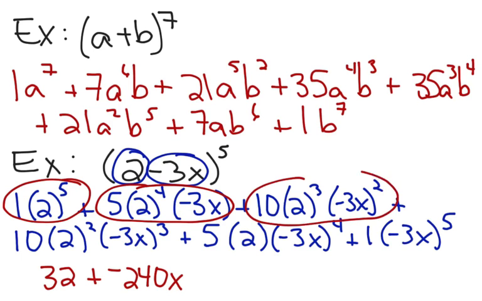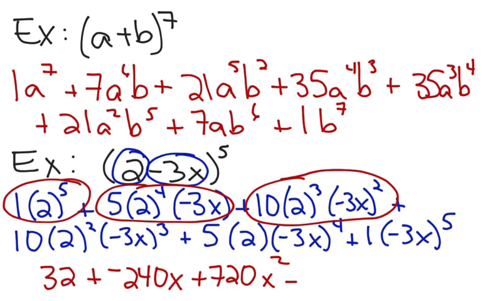The next one, 10 times 2 to the third times negative 3 squared. Well, remember when you raise a negative to an odd power, the number stays negative. When you raise a negative number to an even power, it becomes positive. So what's going to happen in this binomial expansion is each term is going to have an alternating sign. So the first term is positive, the second one's negative. So the third one's going to be positive. So 10 times 2 to the third is 10 times 8, which is 80, and 80 times negative 3 squared is 9. 80 times 9 is 720, so plus 720x to the second.